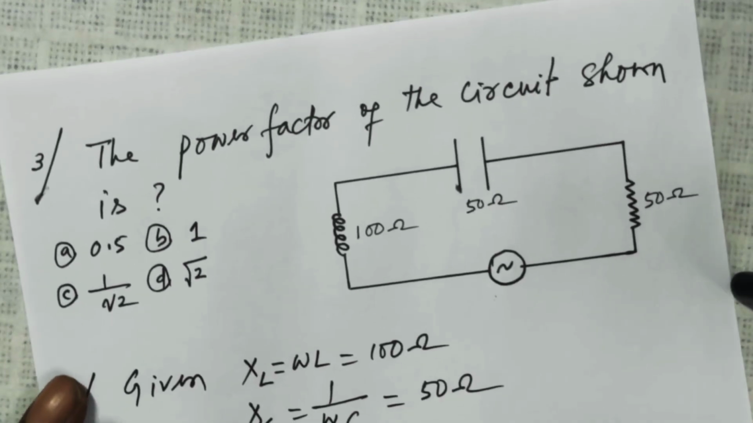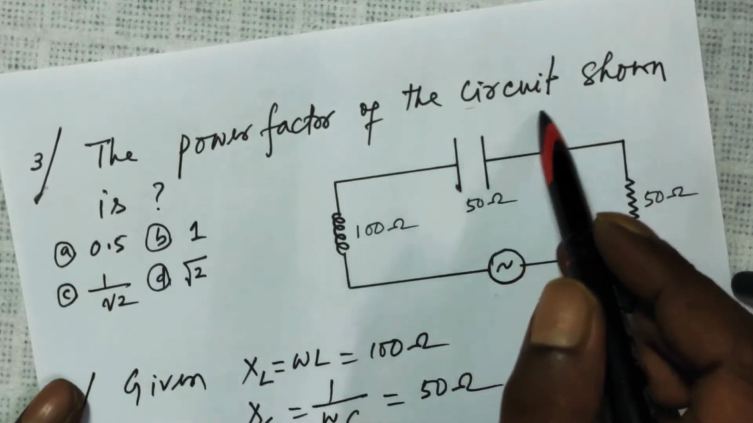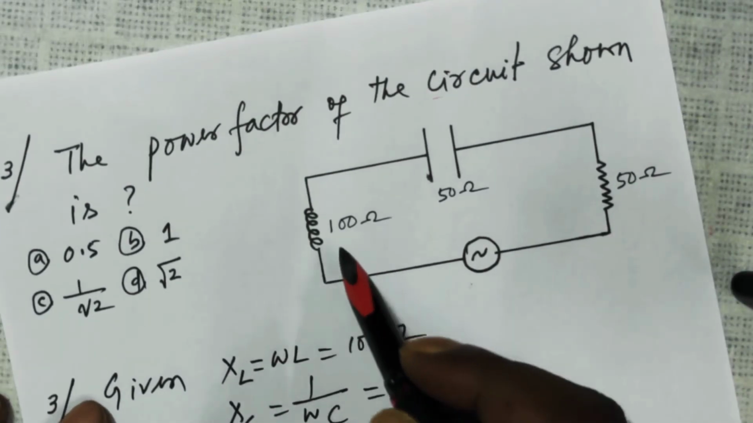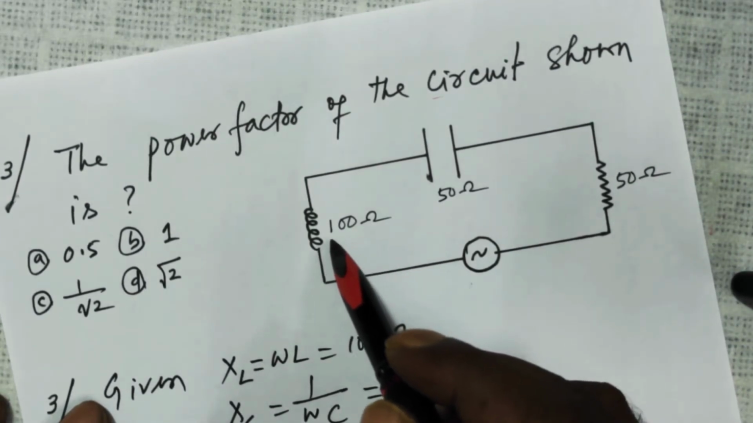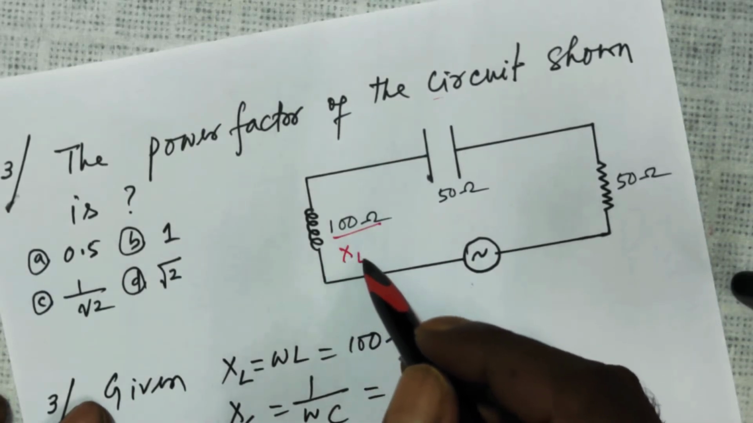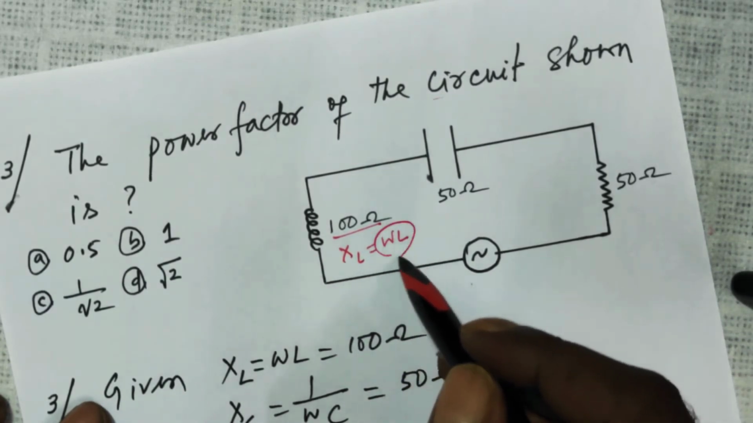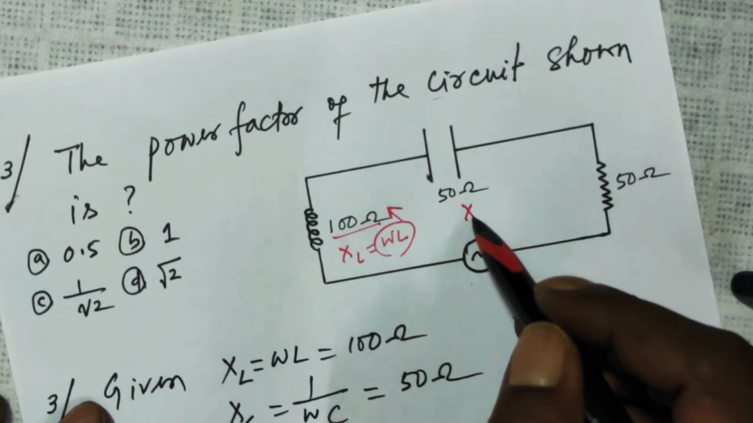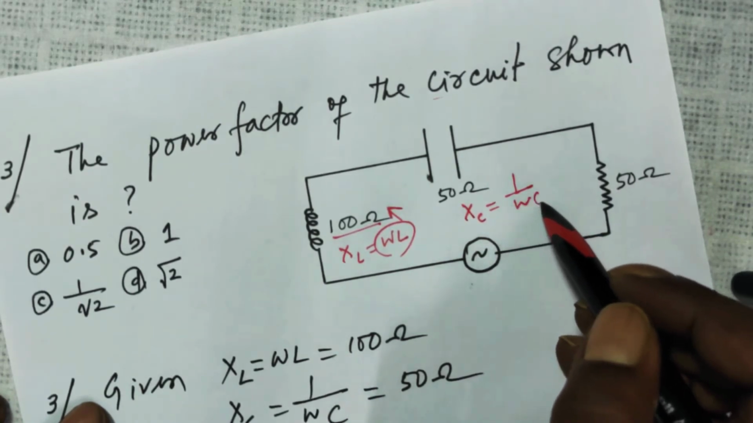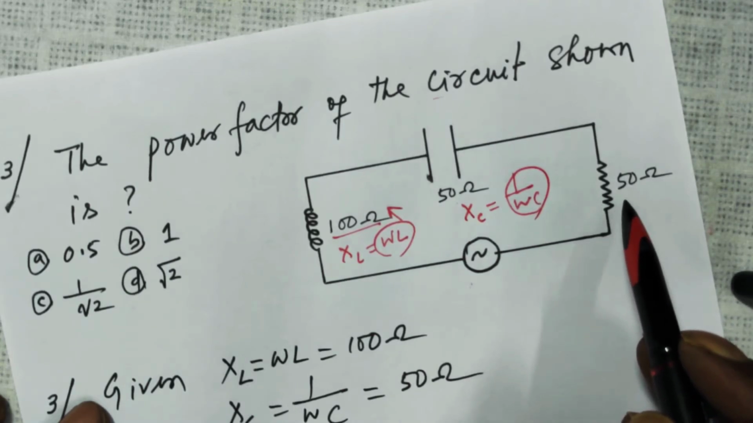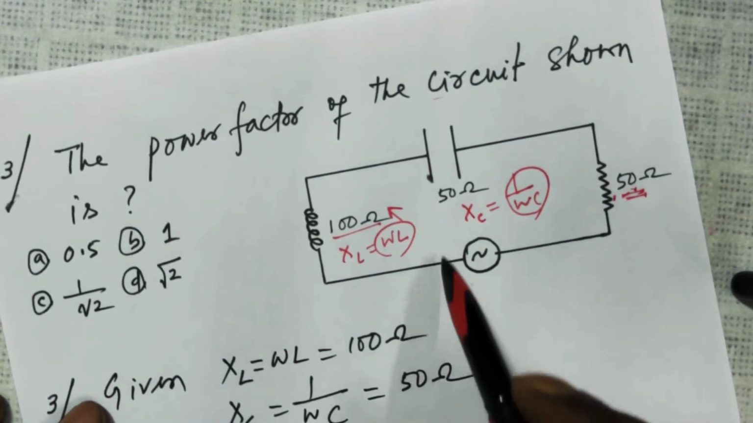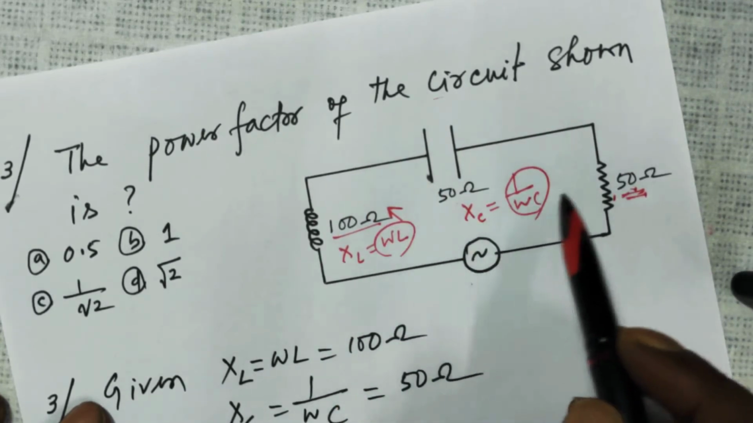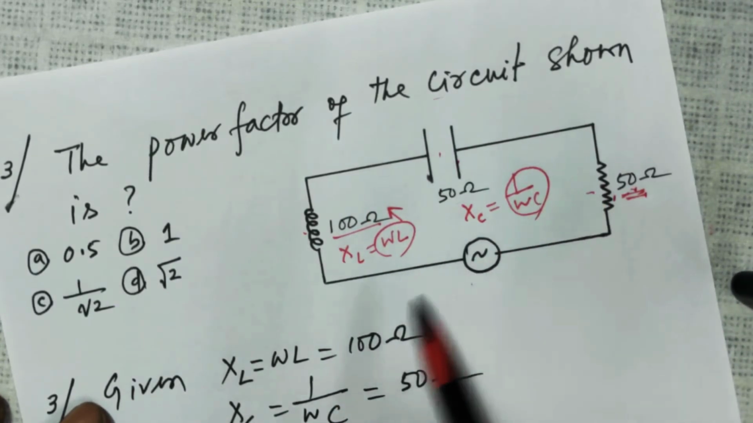Then let us come back to the third one. Very simple. The power factor of the circuit shown here. There is a circuit here. Here is an inductor. Its resistance is 100 ohm, meaning XL, which was equal to omega L, is 100 ohm. The resistance of the capacitor, written as XC, equal to 1 by omega C, is 50 ohm. And the resistance of this resistor is 50 ohm. So they are in series. So it is a series RLC, or you can say LCR, doesn't matter.